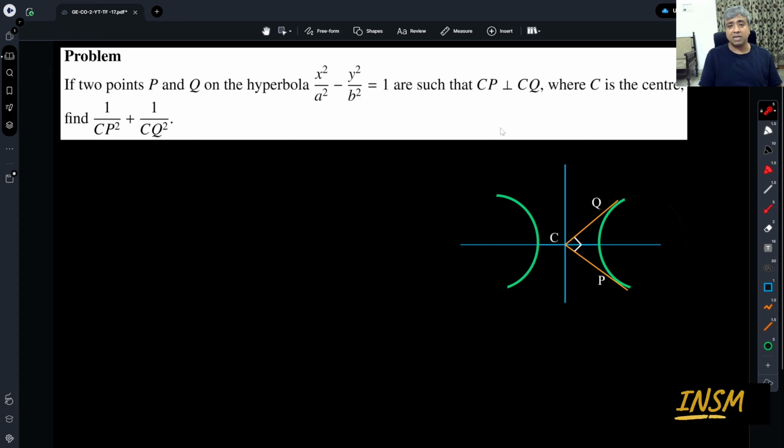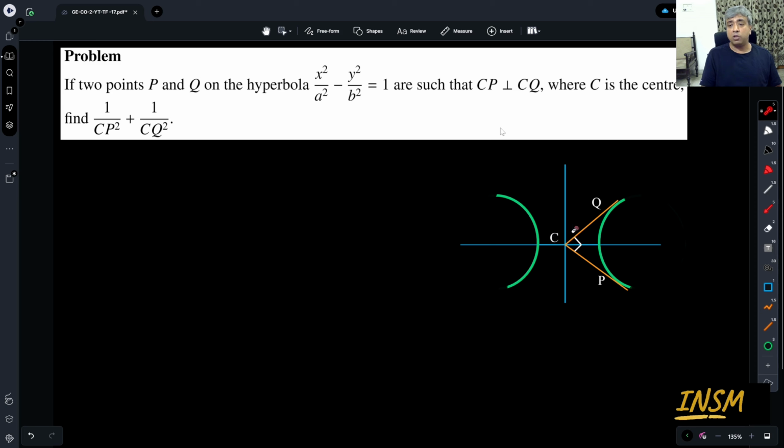And I selected this problem so that you learn that we can have a better approach, and to choose which kind of path we should take in a particular problem for a shorter solution. For this problem, we obviously first get a basic diagram. We make a standard hyperbola with center at C, mark points P and Q so that CP and CQ are perpendicular. Now we have to find 1 upon this distance square and 1 upon this CQ square.